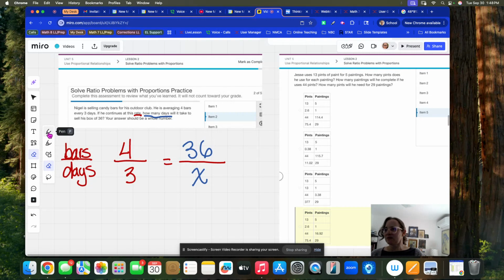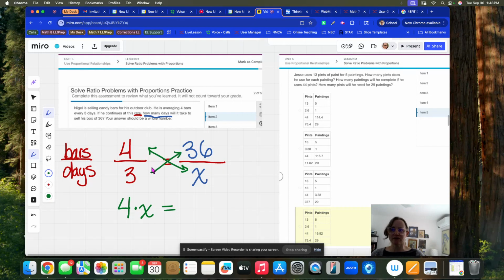But if you don't notice that, let's do it a way that always works, and that is using cross products. It's a fun fact about proportions that whenever you have two fractions equal to each other, top times bottom will always equal bottom times top. So 4 times x here will equal 3 times 36. And then you could just solve 4x equals 108.